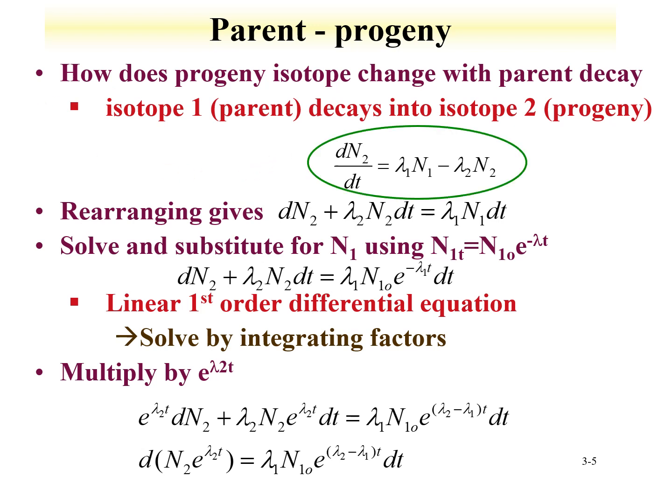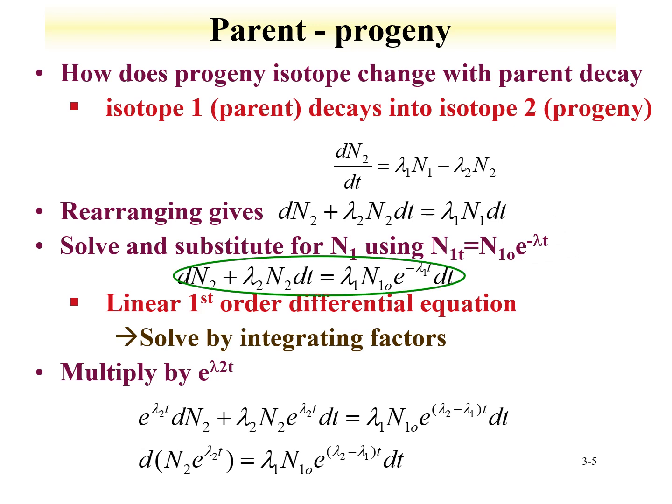So the change of isotope 2 as a function of time is just equal to the decay of the parent producing a progeny isotope, and then any subsequent decay of that progeny isotope. We rearrange this equation. Let's solve and substitute for N1, using N1 at time t is equal to N1 naught, the initial amount, times e to the minus lambda 1 t. That equation then becomes what is seen here. This is a linear first-order differential equation, so let's solve it using an integrating factor.